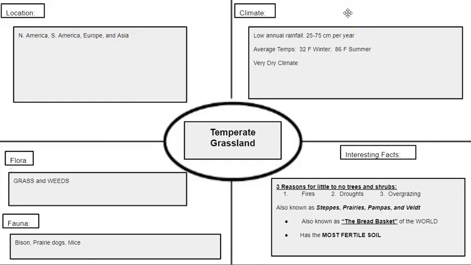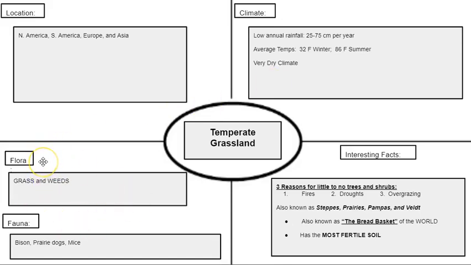Some of our highlights about climate are the low annual rainfall of 25 to 75 centimeters per year, which is very close to our desert biome rainfall. We're also going to have average temperatures in the winter of 32 degrees Fahrenheit and 86 degrees Fahrenheit for our summer. And lastly, this is a very dry climate. We talked about those dry grasses due to our low rainfall.